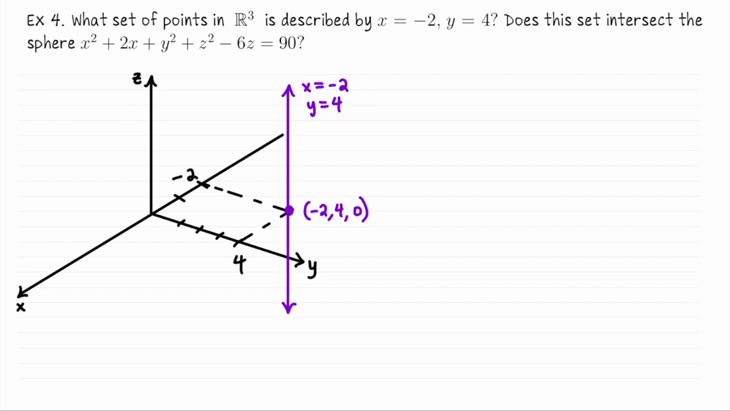Okay, let's answer the second question here. Does this set, in other words, does this line intersect the given sphere? What I could do is plug -2 in for the x variable in this equation, and plug 4 in for y. Because if I'm intersecting the line and the sphere, any points of intersection have to simultaneously satisfy this pair of equations in order to live on the line, and this equation in order to live on the sphere.